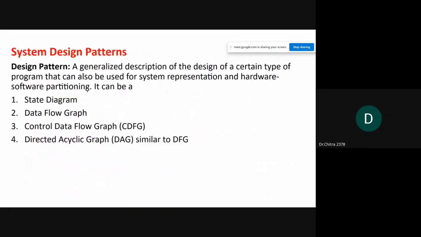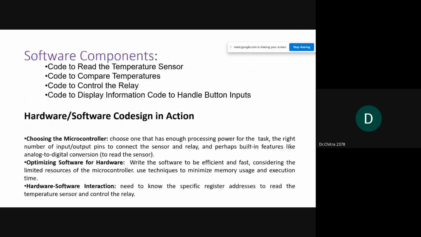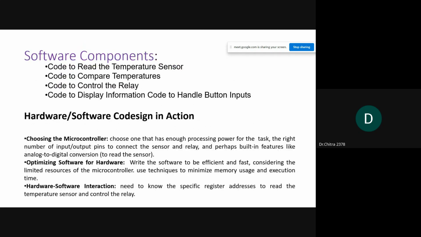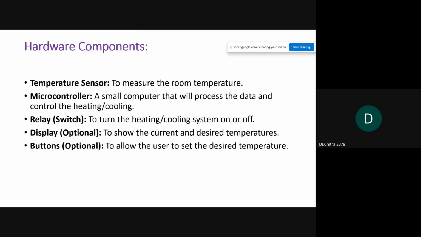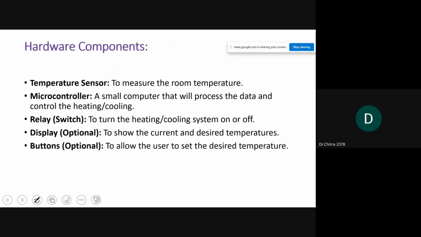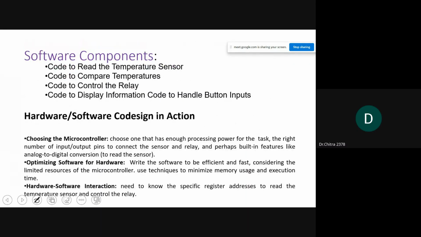Okay, then software components. What is the first step? Code for the temperature sensor. First get the value from the sensor, read the value. That is the first code required. Second one is comparison: code to compare the temperatures. Third one is switch on the heater or cooler based on the temperature, so code to control the relay.